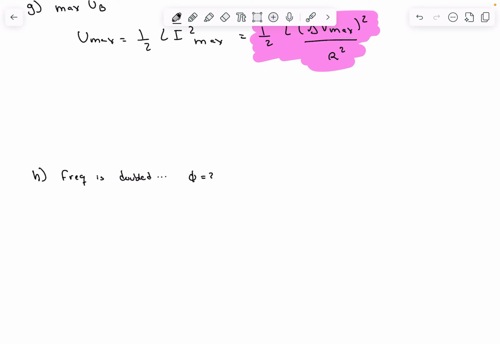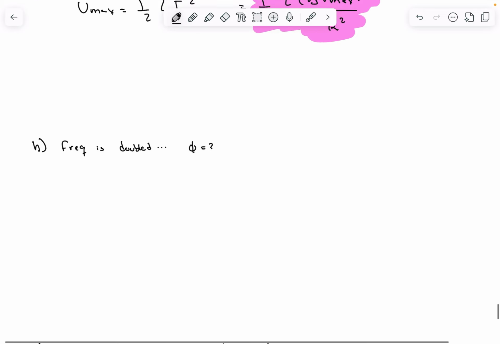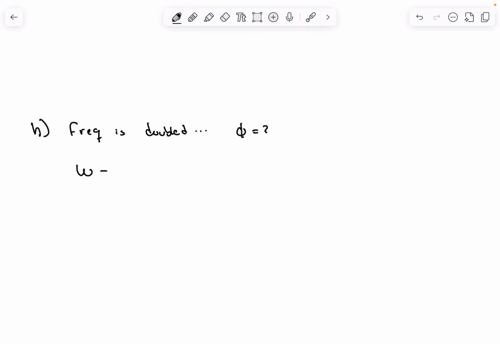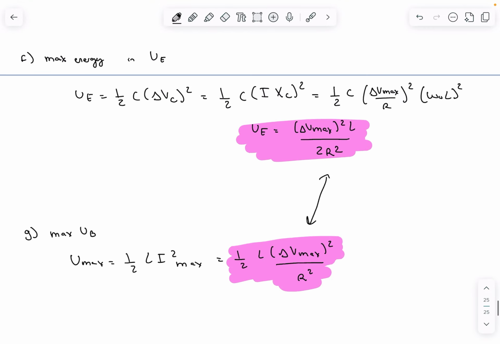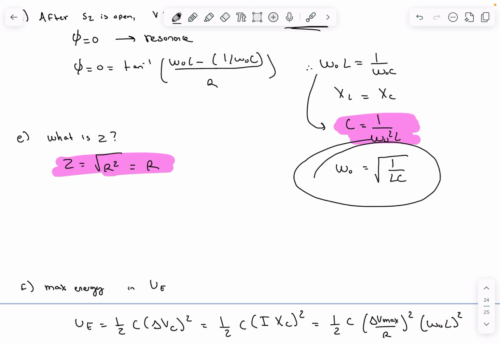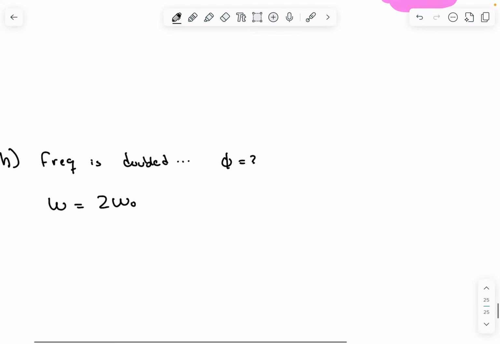I'll read it out from the problem. It says the frequency of the voltage source is now doubled. So remember, we're at resonant frequency, and now we're doubling the frequency. They want us to find the phase difference between the current and the voltage. So that means omega is equal to 2 times omega naught. What was omega naught? If we go all the way back up here, this is omega naught. So we're just going to multiply that by 2. So omega is equal to 2 divided by the square root of LC.